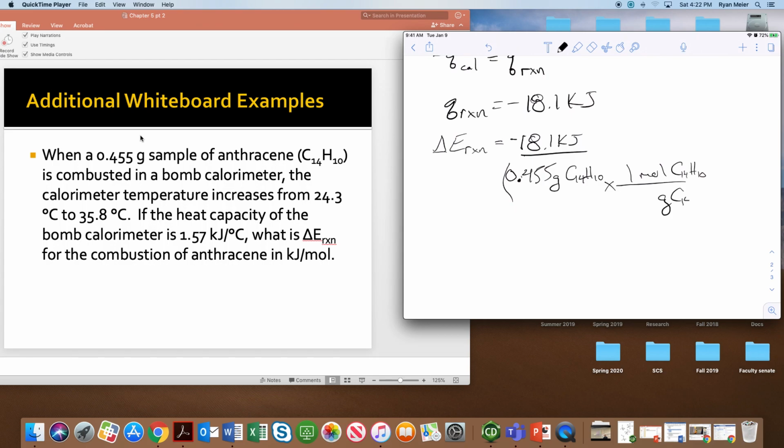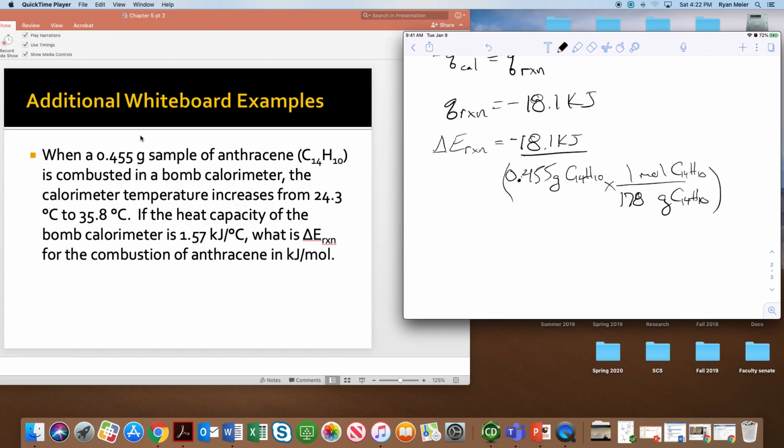Dividing by grams. So we need its molar mass. If we find the molar mass of anthracene, I think it's probably about 178, roughly.